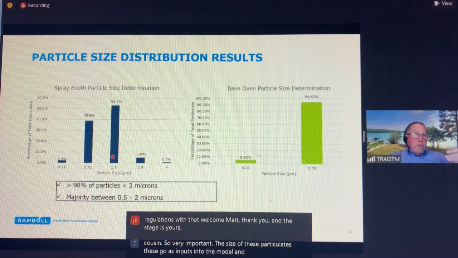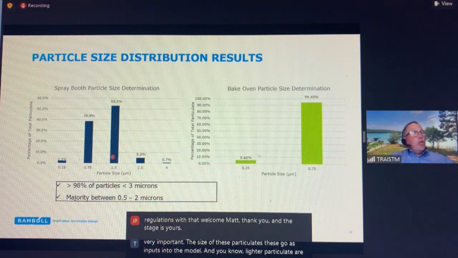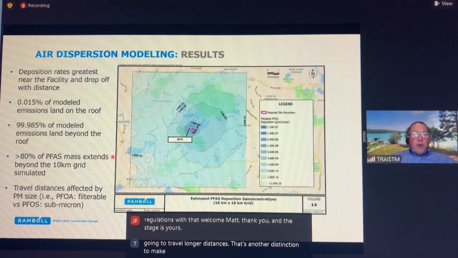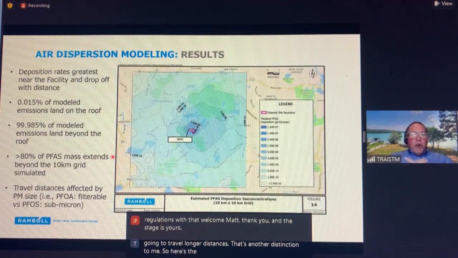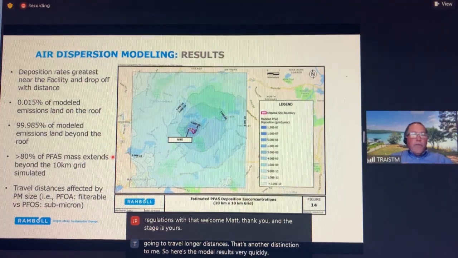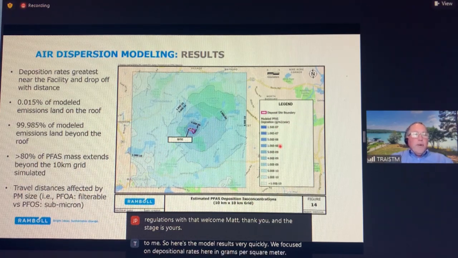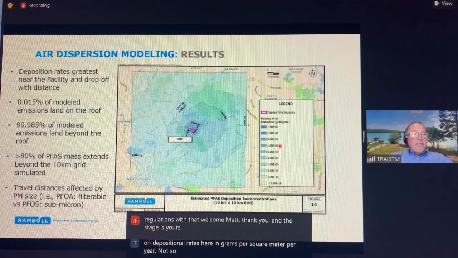And lighter particulate are going to travel longer distances. That's another distinction to make. So here's the model results very quickly. We focused on depositional rates here in grams per square meter per year. Not surprisingly, deposition rates fall off the farther you go away from the facility.